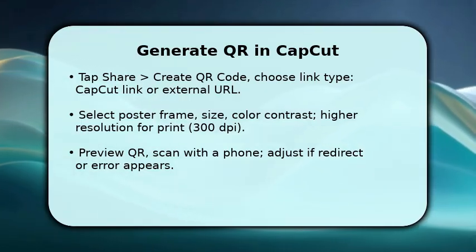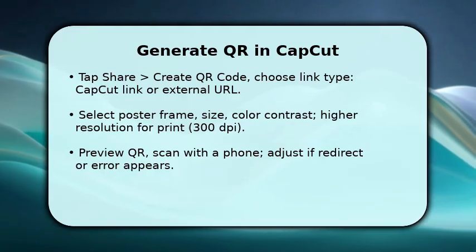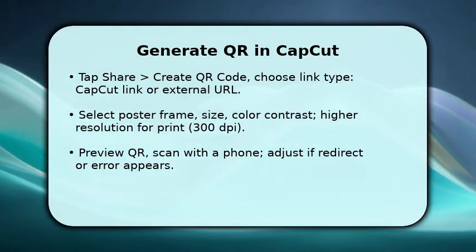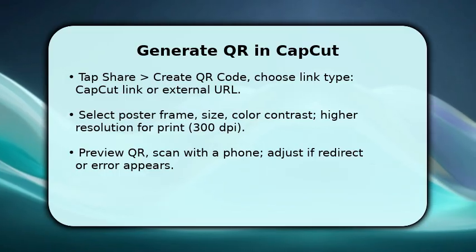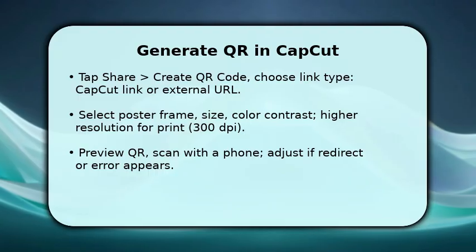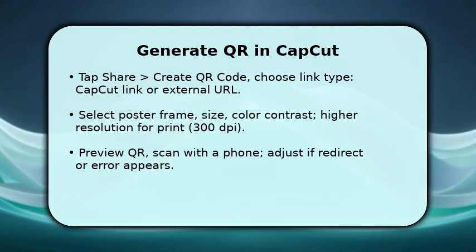Next, pick a poster frame or thumbnail so scanners show the right preview, and set color and size. Use high contrast for reliable scans. Once you create the code, preview it on screen and perform a quick scan with another device to confirm the link, because fixing it later wastes time.